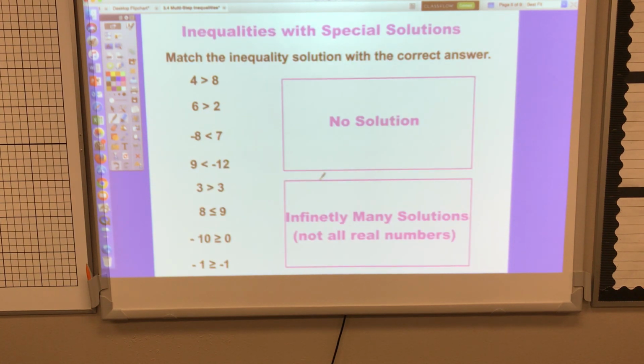All right. Now, just like equations, multi-step inequalities can have special solutions. We end up with a true or false statement. When we end up with a false statement, we get no solution. When we get infinitely many, that means we end up with a true statement.